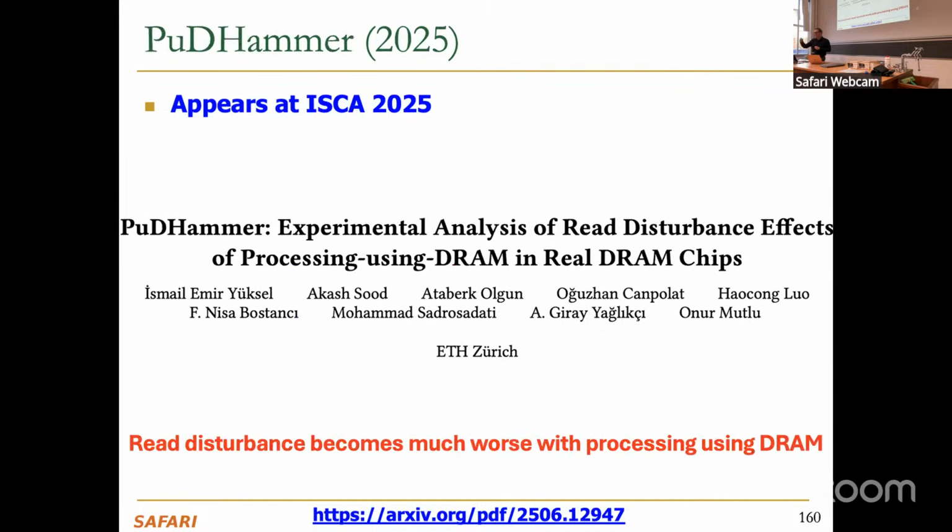And this is the other work that I mentioned that Ismail is also going to talk about. Ismail is going to give a lecture, as you can see, soon about these things. The read disturbance becomes much worse with processing using DRAM. And this is something important because we definitely want to do processing in memory or processing using memory specifically. And we really want to understand how reliable it is, right? We've already given you some examples, and there is more work that needs to be done in this area. And if read disturbance actually makes it much worse, how do you make it reliable, right?